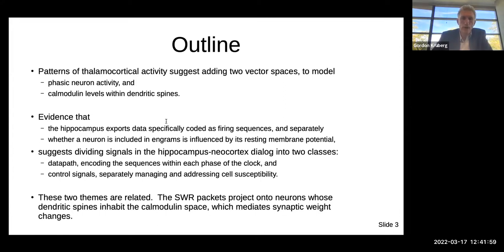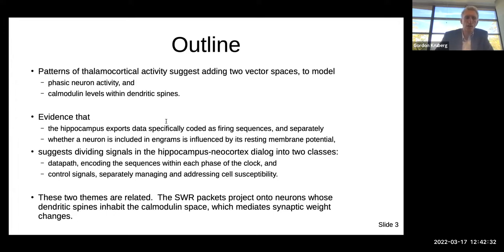I'm going to walk through how these 2 pieces of evidence suggest that we should be dividing signals from the hippocampus, basically in the hippocampal neocortical dialogue, into two classes. The first class is data path signals, which encode the sequences within each phase of the clock, data clock, theta wave, soon to be theta clock. And then second, a collection of control signals, which separately manage and address cell susceptibility.